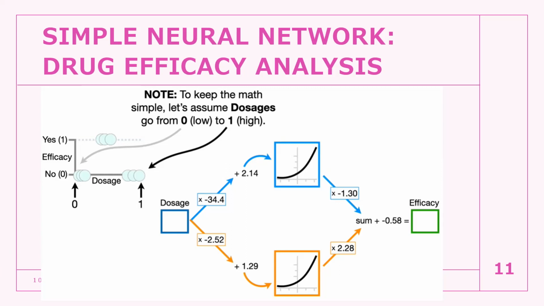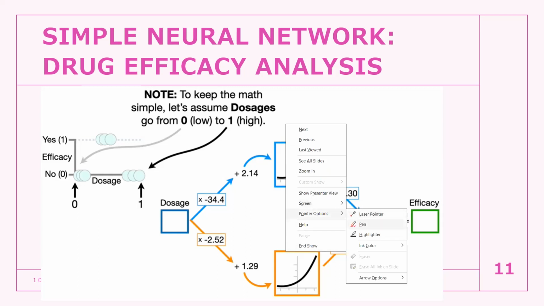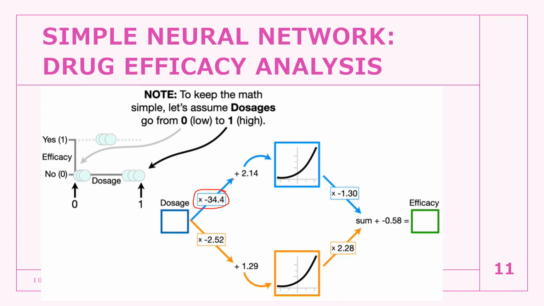So you take a dosage and then you apply the weight here. Now you see, the weight that we have applied here is x minus 34.4 and 2.5. These are the weights that we applied automatically. So this is the weight that we have applied, and this is the bias. This is the weight and bias, and then we apply this equation, and finally we add them together, and you get minus 0.58.